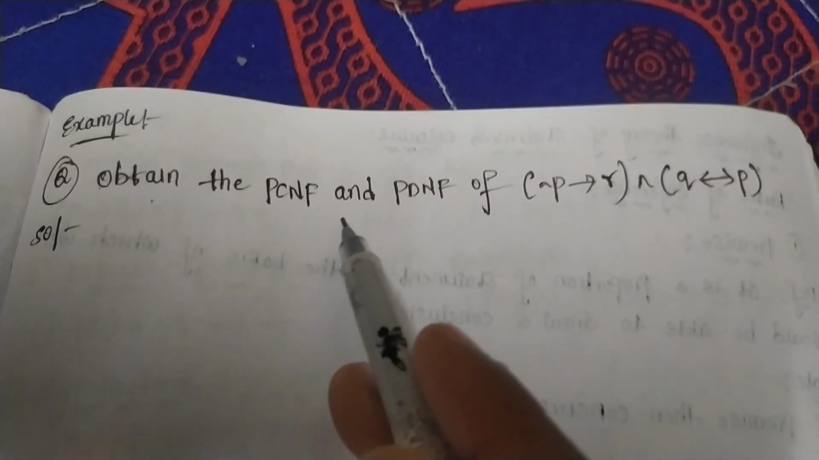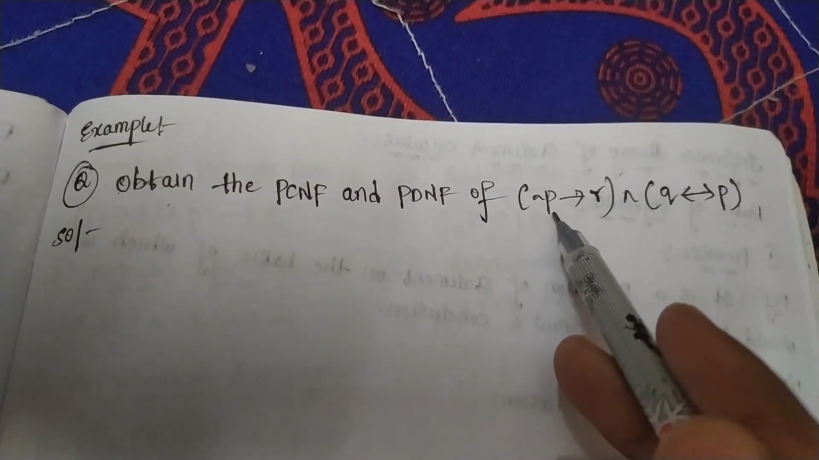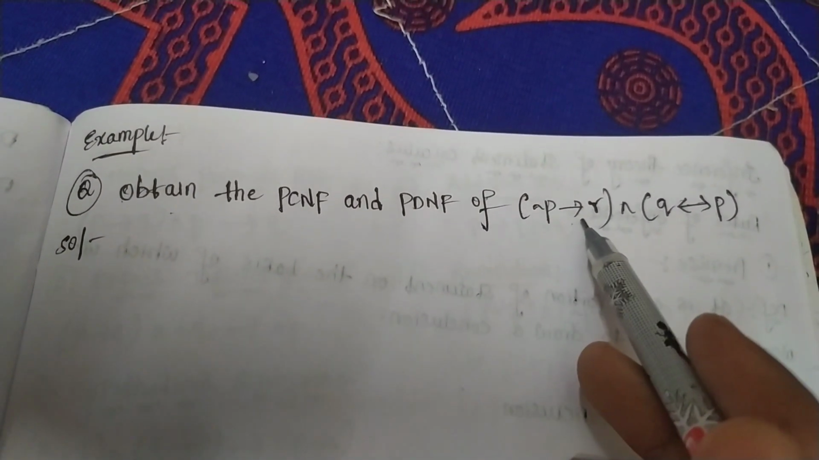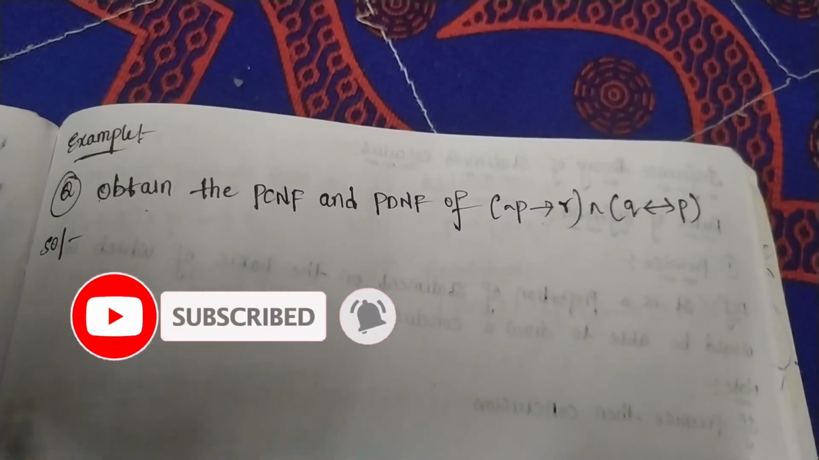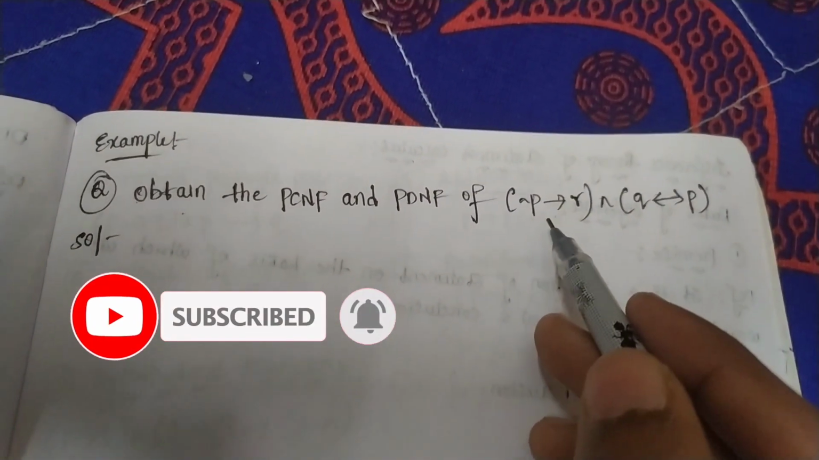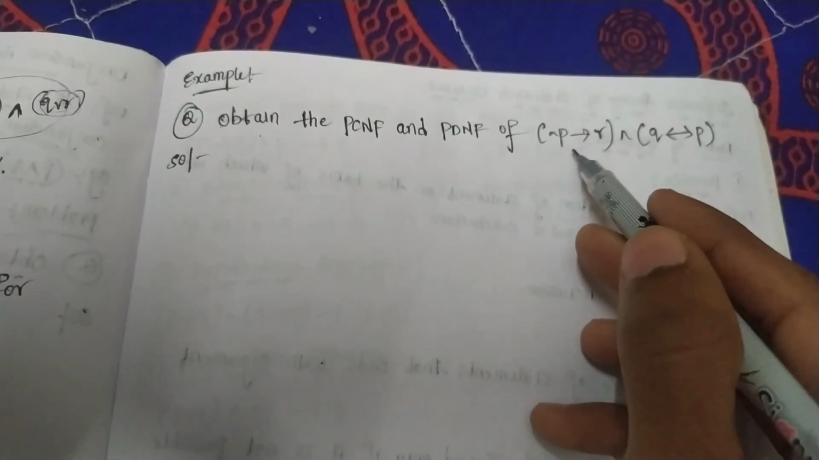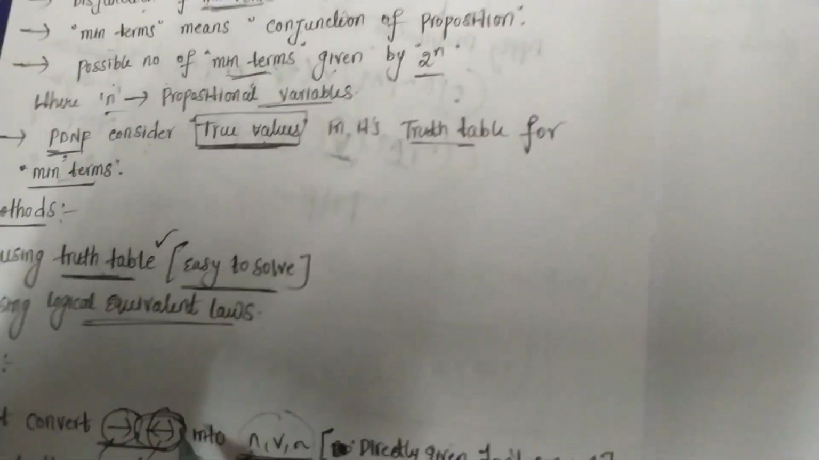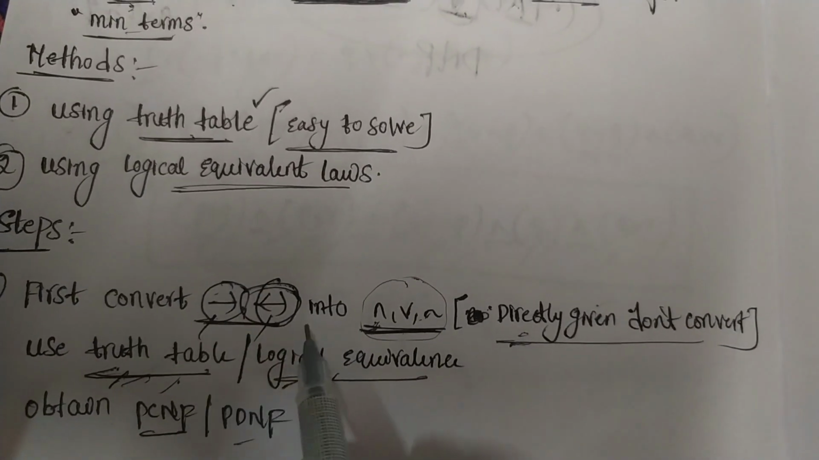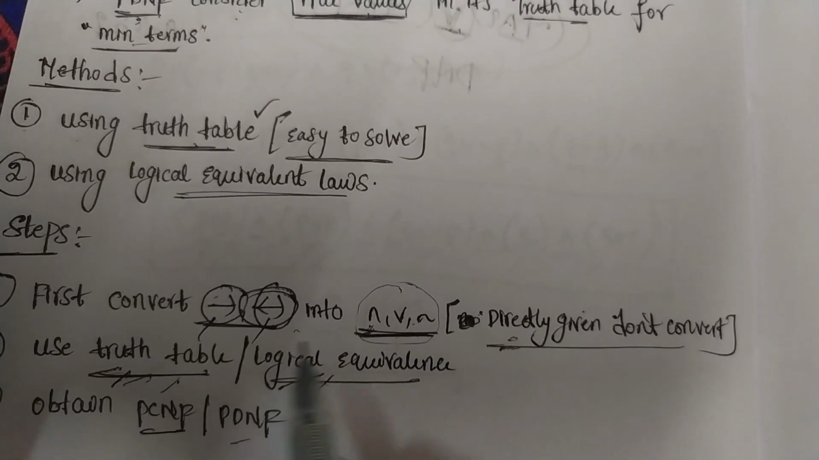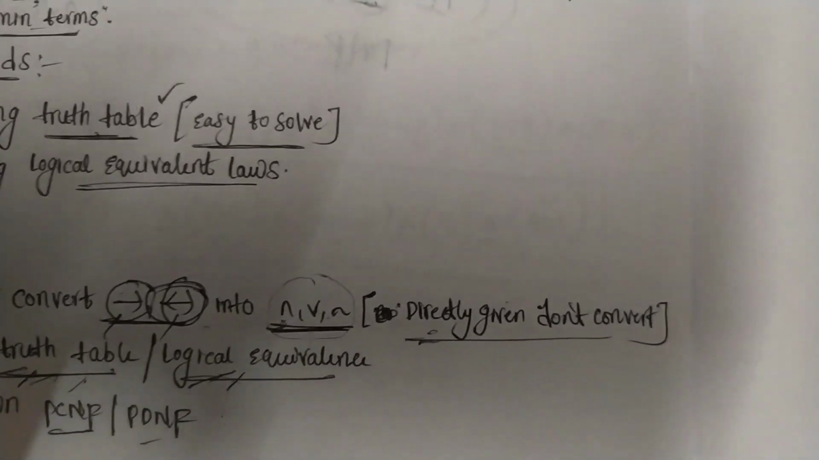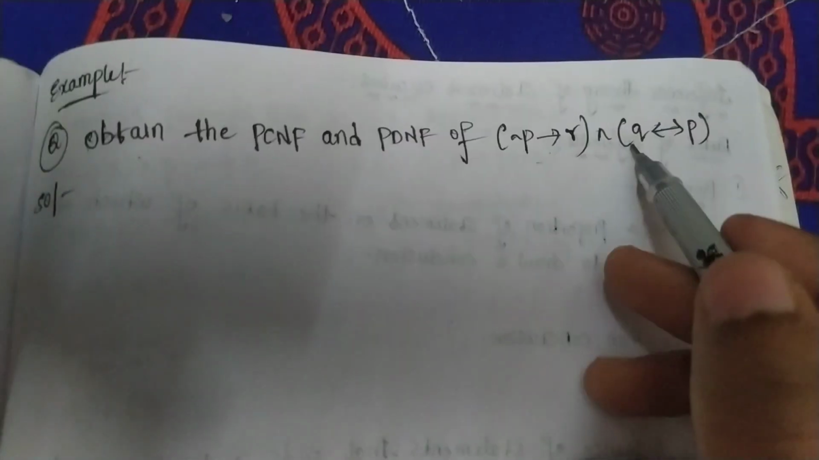Obtain the PCNF and PDNF of negation P implies R and Q double implication P. Here we know that in the steps, if the question is given in terms of implication and double implication, we have to convert it into AND, OR, negation by using logical equivalences or a truth table.